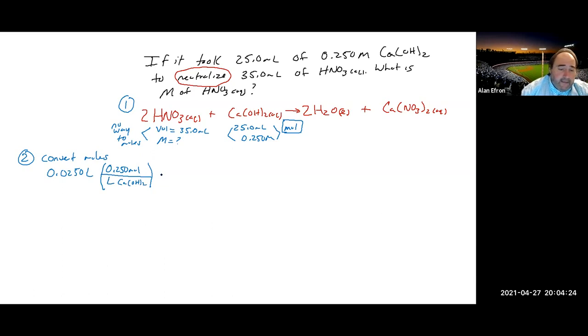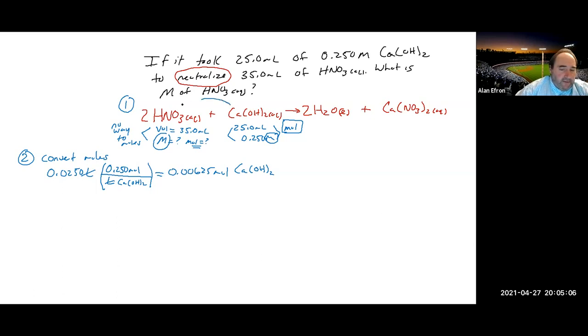Again, that is what the big M stands for here, right? 0.25 moles per liter. We do it this way so that the liters cancel. If we do that, we end up with 0.025 times 0.25, which gives 0.00625 moles of our calcium hydroxide. That is good, but in order for us to get to the molarity for our nitric acid, we're missing moles. That is where the stoichiometry is going to come into play.